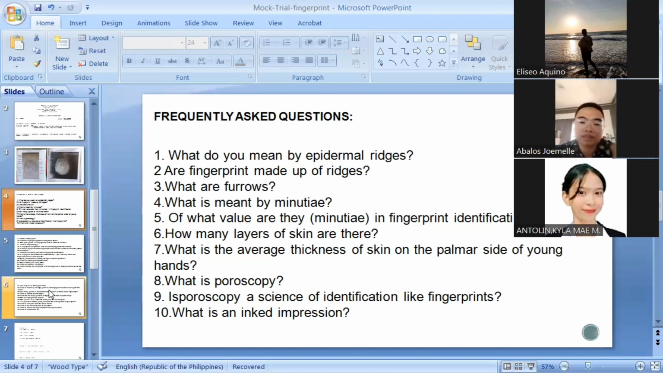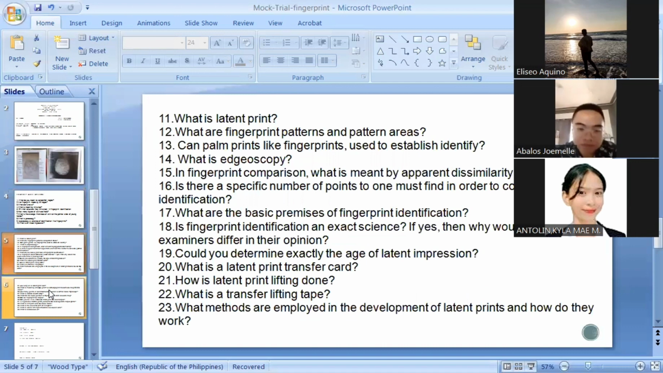Next na, Buds. What is latent print? Latent print is a print that is invisible to the naked eye, that is caused by the oily matters.